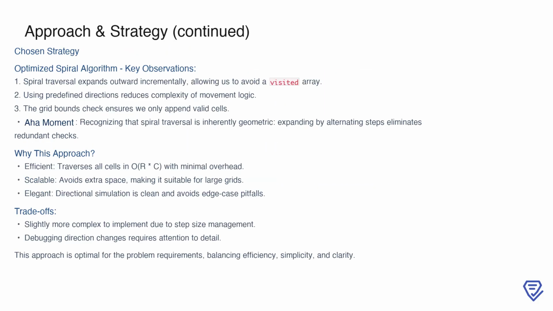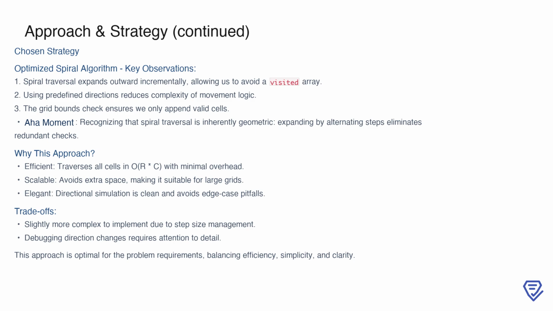Ultimately, the optimized spiral algorithm stands out as the chosen strategy for this problem because of several key insights. First, the incremental outward expansion of the spiral naturally avoids the need for a visited array, significantly simplifying the implementation. Second, by using predefined direction changes, the movement logic becomes more streamlined and less error-prone. Additionally, the grid bounds check ensures that only valid cells are appended, maintaining the correctness of the result.